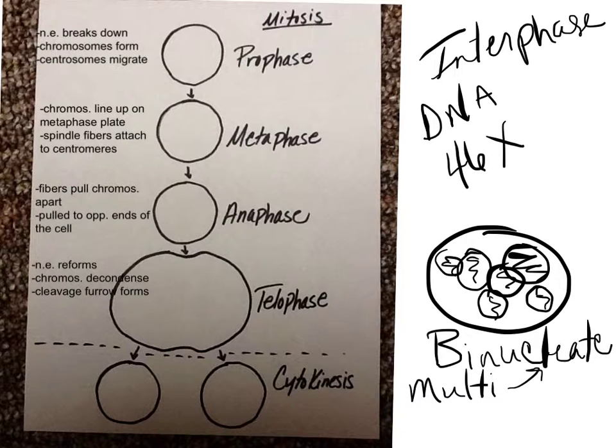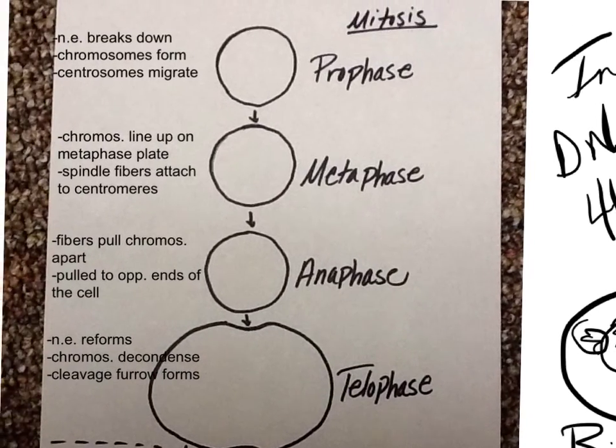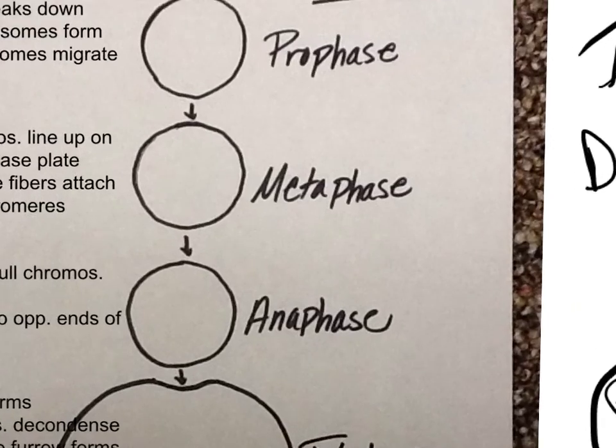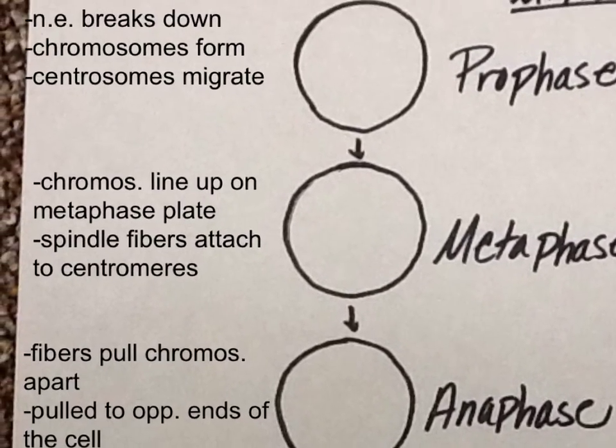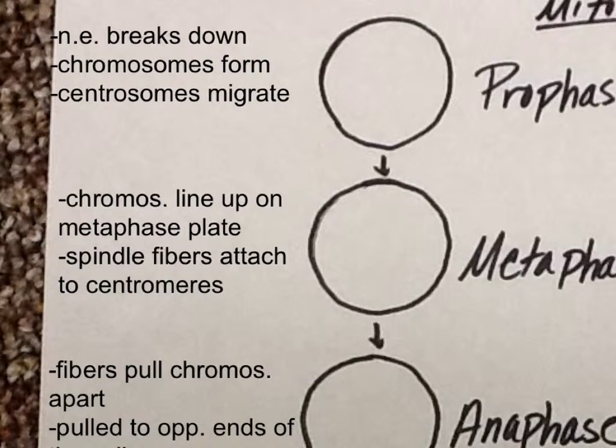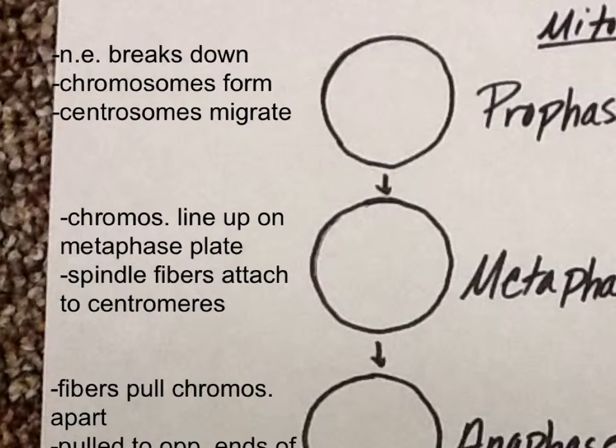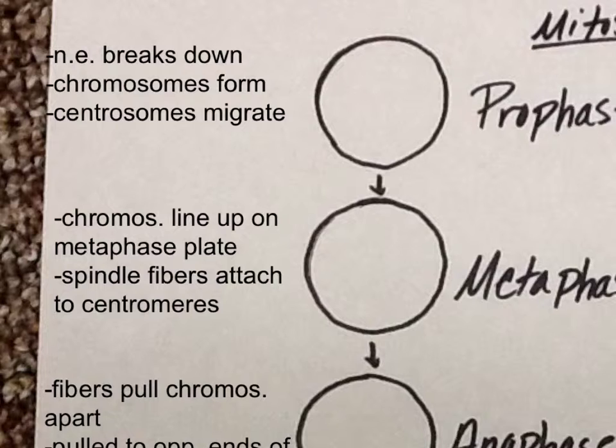So let's just go through each of these phases. I'm going to make this a little bit bigger. And I've got some notes for you on the side here. All right, so during prophase, what you're going to be seeing is the NE, the nuclear envelope. So the nuclear envelope is going to begin to break down. So here's our nuclear envelope, and it's going to begin to break down.